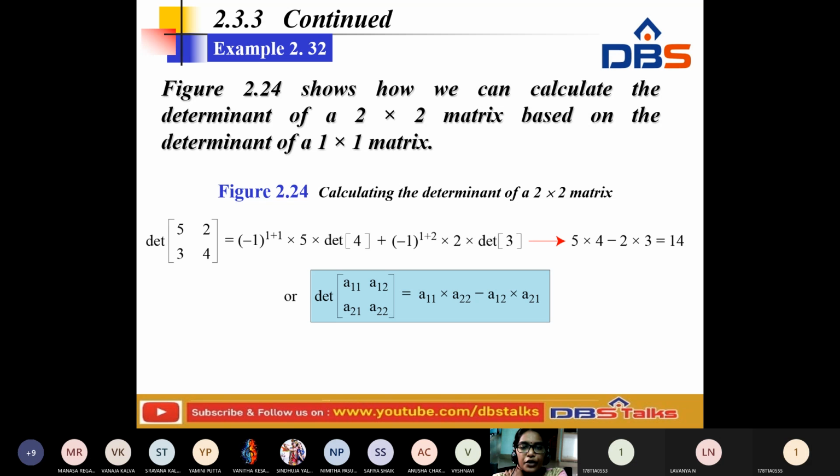See how we are going to calculate the determinant of the particular matrix. Let us see. This figure shows how we can calculate the determinant of a 2 by 2 matrix based on the determinant of a 1 by 1 matrix.